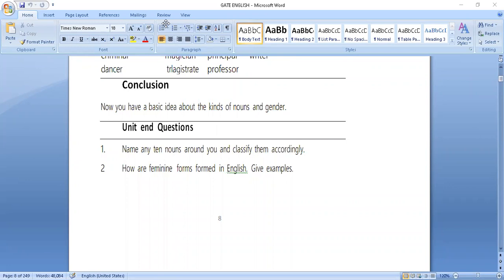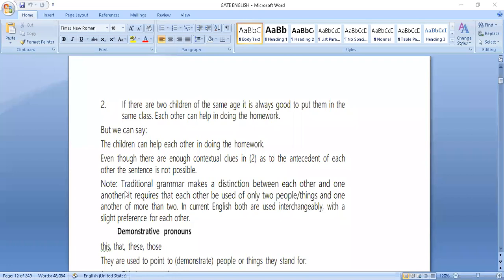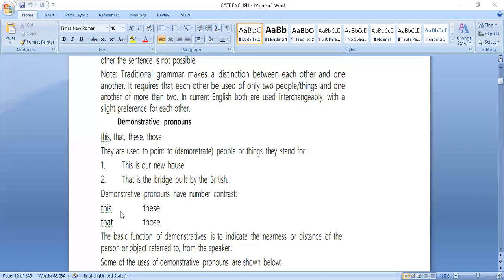Now, next one I was talking about is the pronoun. Reciprocal pronoun we have completed. Demonstrative pronoun, now I'm coming. This, that, these, those. Now, what are those things? Where do we use this? This is my house. This is my pain. So, where do we use this? Can anyone say?